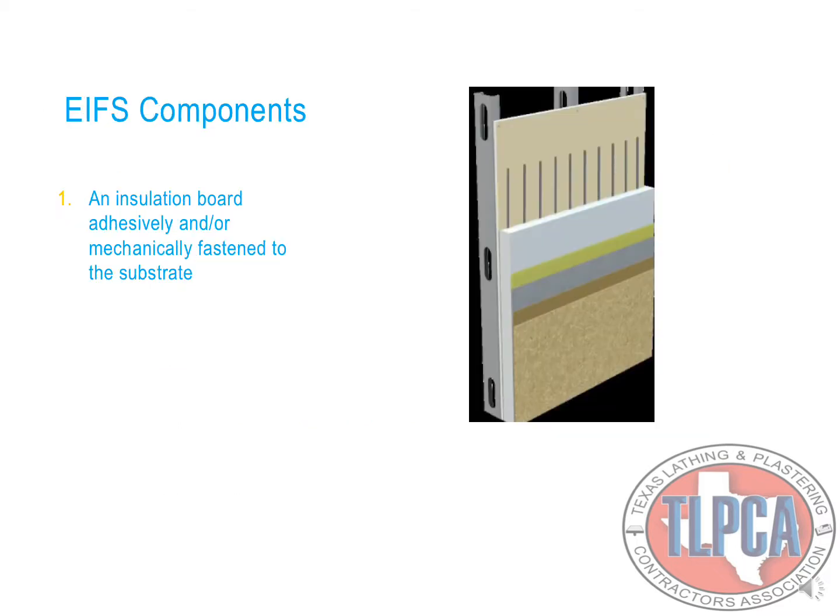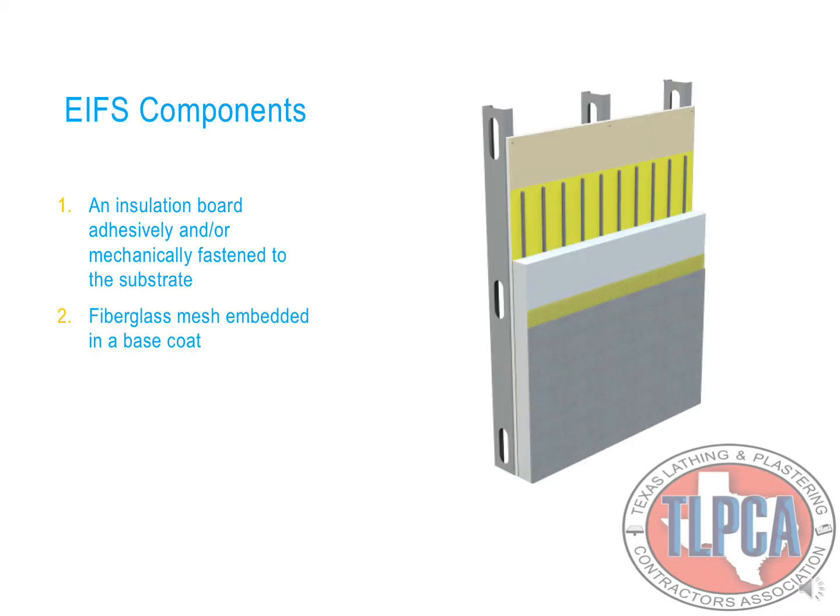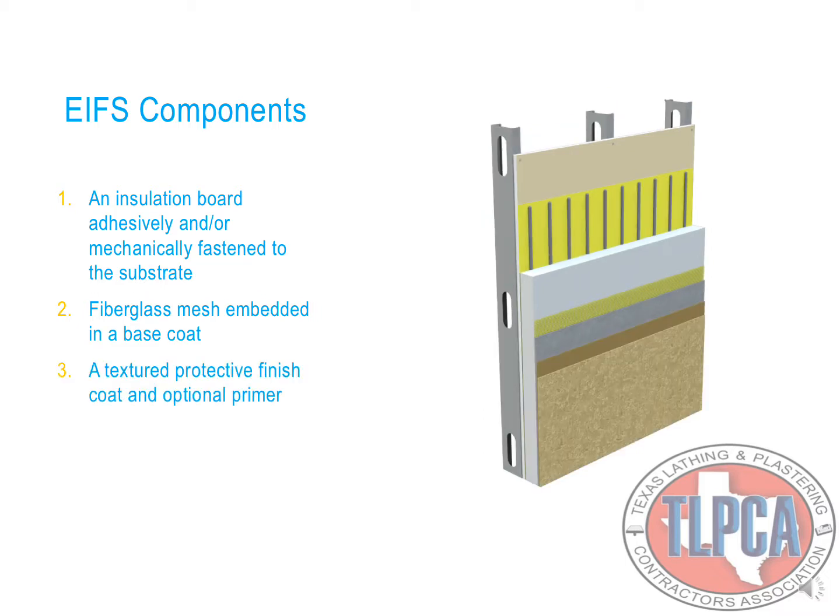Components of EIFS consist of an insulation board adhesively and/or mechanically fastened to the substrate. A fiberglass mesh is then embedded into a base coat, followed by a textured protective finish coat and optional primer.